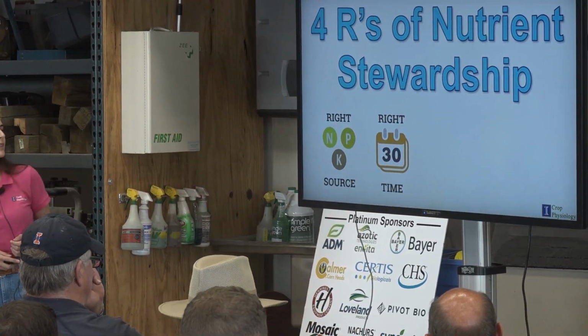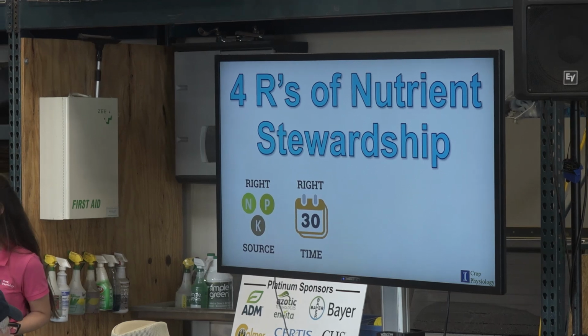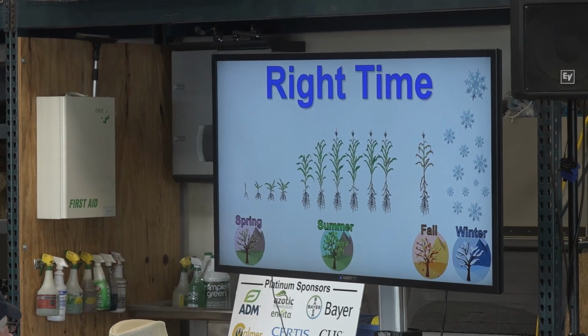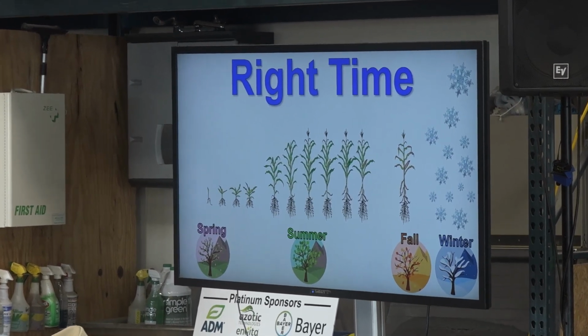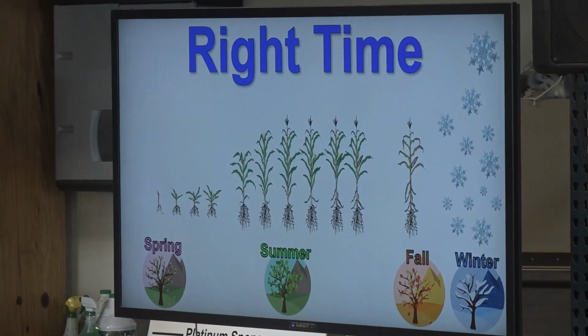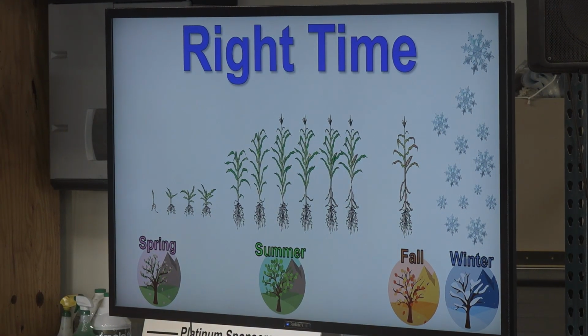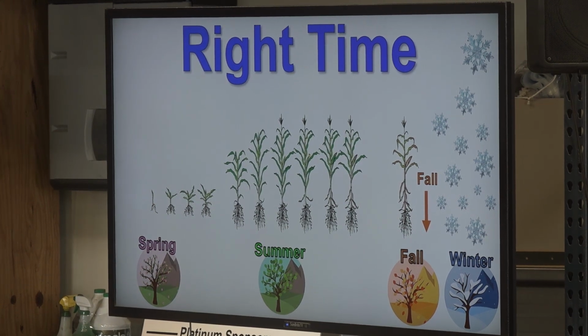The next one is the right time of fertilizer application. And we have our full season here: spring, summer, fall, and winter. During winter time, we cannot do much because everything is frozen. But the most common way of fertilizer application here in the US is actually fall. And fall application may lead to some problems, as we all know, because the fertilizer can be stuck in the soil profile and also can leach with water.